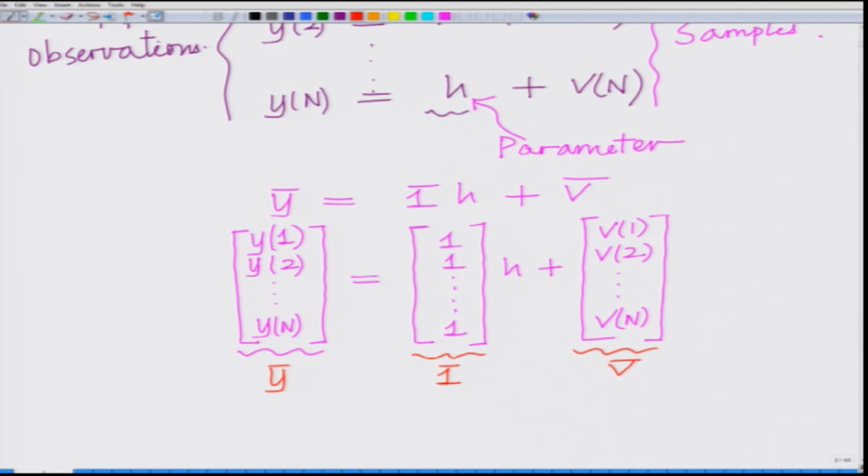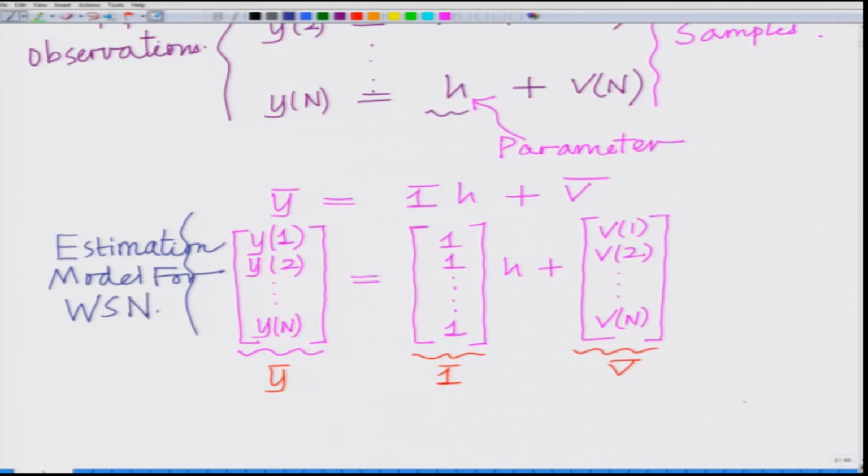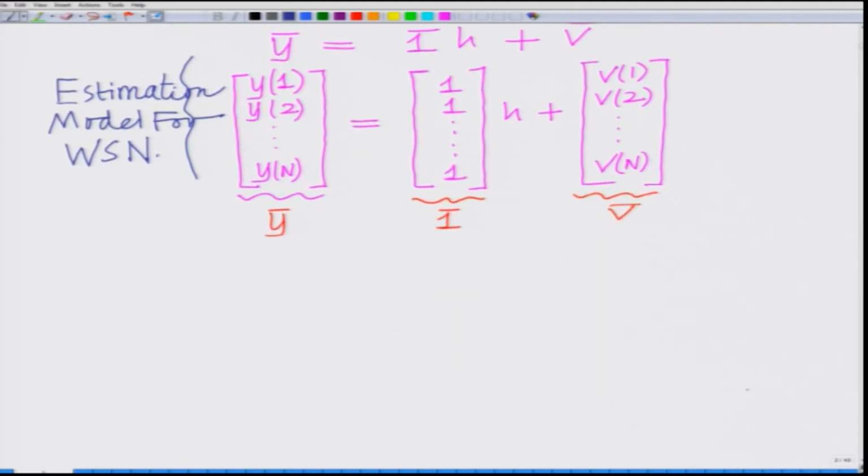Okay. This is our WSN system model, this is our estimation model for the wireless sensor network. Now, what we want to do: we have already computed the MMSE estimate h hat for this scenario. We have already seen the MMSE estimate, and in fact, we have also seen an example of how to calculate this MMSE estimate for a simple example, all right.